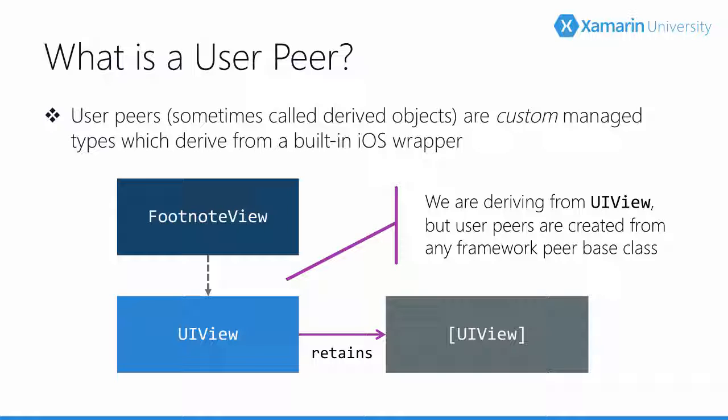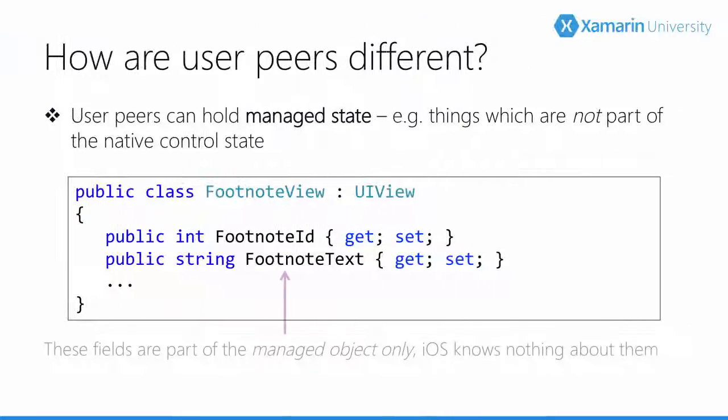And so anytime that we create a custom type that derives from a framework peer, we are creating something called a user peer. And so here's an example. So user peers, here's our FootnoteView. Notice it derives from UIView, and it's got some managed state associated with it. Here we've got a footnote ID, and we have some footnote text, an integer and a string value. These fields that we've declared are part of the managed state of this object only. In other words, the native iOS side doesn't know anything about this state. It's strictly held on the mono side.